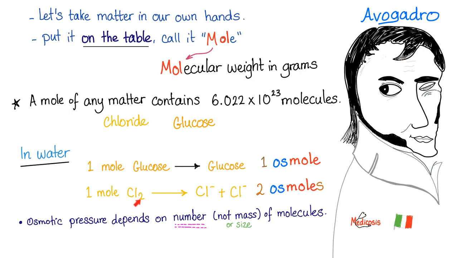Oh, so this is Cl2. So Cl and Cl. It will give you 2 osmoles. But hey, medicosis, glucose is heavier and has a greater mass than chloride. Osmosis doesn't care. Osmosis cares about the number. These are 2, this is 1. I will have more osmolality here than here.